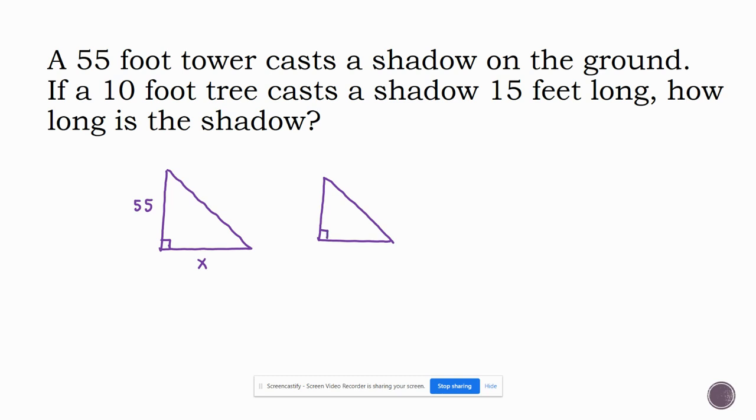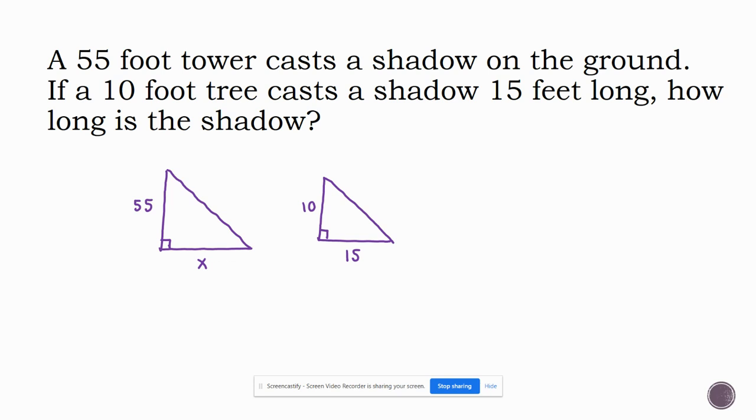It says that a 10-foot tree, so think about how trees grow. They grow up, so that's going to be the vertical side. Cast a shadow 15 feet long. So once again, shadows are always on the ground. So that's going to be that horizontal side. It's asking how long is the shadow. So once again, that's of the tower.